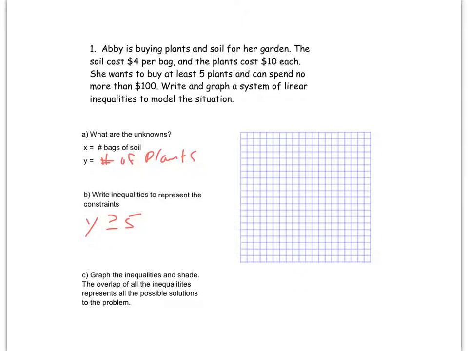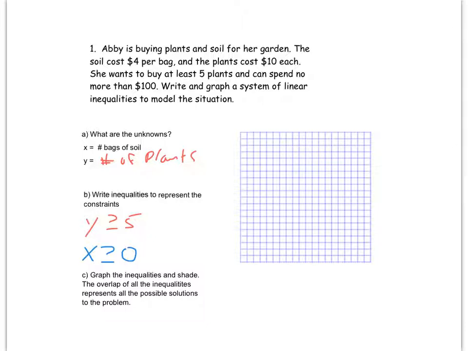Well, x, the number of bags of soil, she can't buy a negative number of bags of soil. So x has got to be greater than or equal to 0. And lastly, we know she can spend no more than $100. And the bags of soil cost $4, and the plants cost $10.